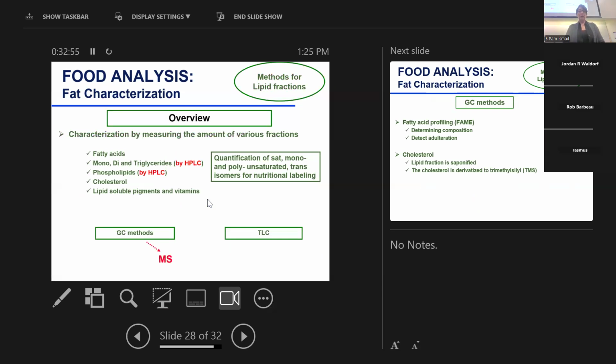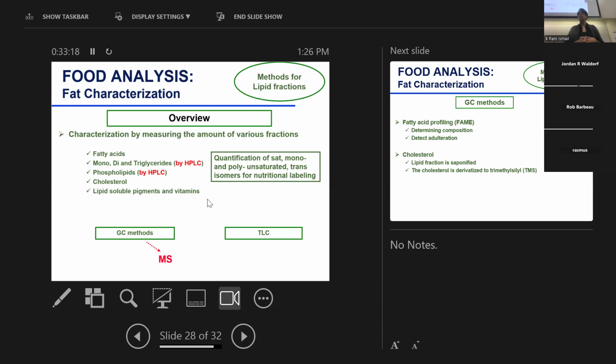So, well, I lied. This is the last bit. Okay, so characterizing the different lipid fractions. So we said for the nutrition label, we need the total fat, yes, but we need trans fat, we need polyunsaturated and saturated fat, we need cholesterol.